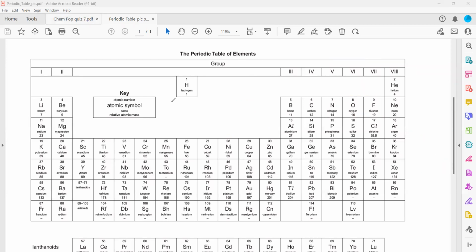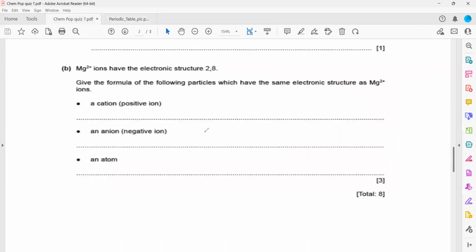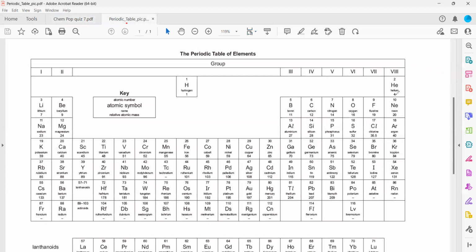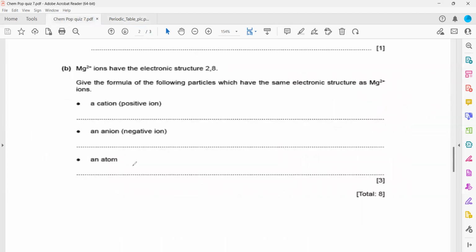So the negative ions we can write: you can write nitride ion, or oxide ion, or fluoride ion. They all have the same configuration, which is 2,8. An atom, meaning it does not have any charge, with the configuration 2,8 has 10 electrons. So which atom has 10 electrons? When you check the periodic table, that is neon, having 10 protons or 10 electrons, which is a configuration of 2,8. So the atom is neon.